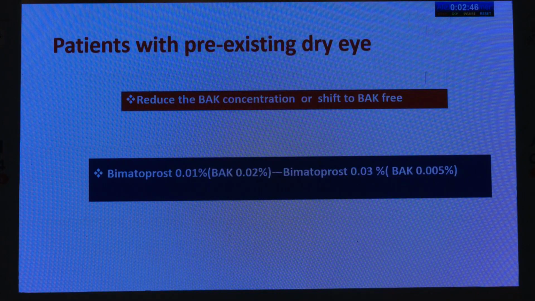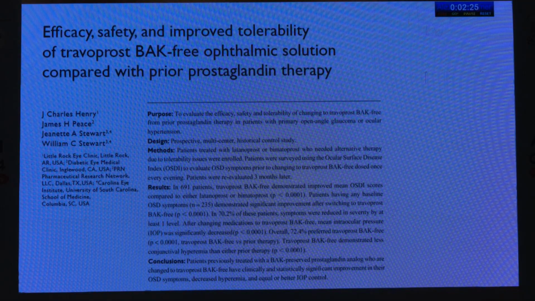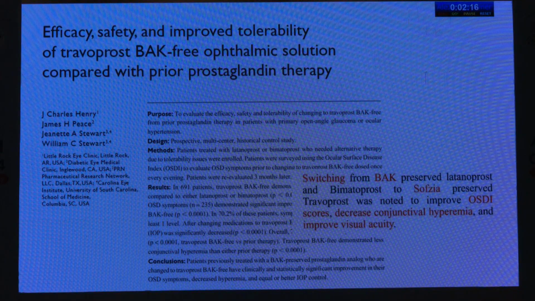So for patients with pre-existing dry eye, as I told, we have to reduce the concentration of BAK or shift to a BAK-free medication. So bimatoprost 0.01%, which has a BAK of 0.02, can be shifted to bimatoprost 0.03, which has a BAK level of 0.005%. In a study where efficacy, safety, and improved tolerability of travoprost BAK-free ophthalmic solution were compared with prior prostaglandin therapy, it was seen that switching from BAK-preserved latanoprost and bimatoprost to Sofzia-preserved travoprost was noted to improve OSDI scores, decrease the conjunctival hyperemia and improve the visual acuity.